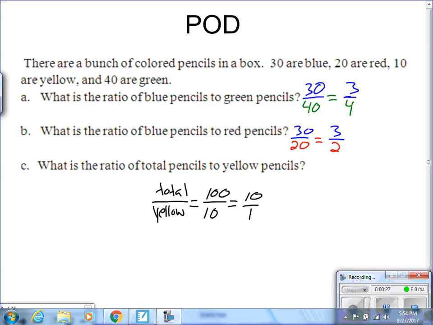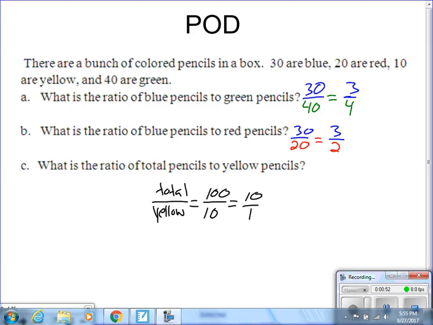All right, so to check these, A, blue to green, well, there's 30 blue, 40 green, so 30 over 40, and that reduces to 3/4. For B, ratio of blue to red, so there's 30 blue, there's 20 red, so 30 over 20, which reduces to 3 over 2. And then for C, what's the ratio of total pencils to yellow pencils?